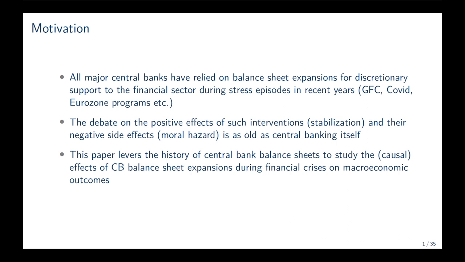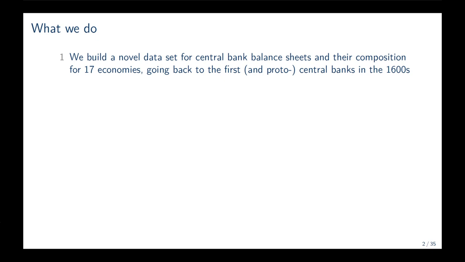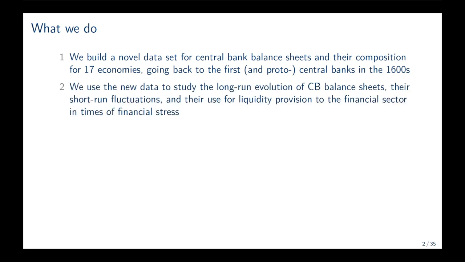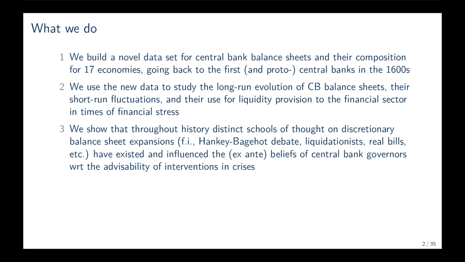And so, as I said, we're not shy. We're going to leverage the history of central bank balance sheets in the modern period, going back indeed to the 1600s, to study the causal effects, and I'm sure we're going to discuss that causal statement here, of lender of last resort interventions during financial crises on macroeconomic outcomes. More precisely, we have this novel data set for central bank balance sheets and their composition for 17 economies since the early years. We're going to use that data to study the long-run evolution of balance sheets. When we clean up, I'll give you some stylized facts that you might think are interesting. And then we'll zoom in on balance sheet expansions.